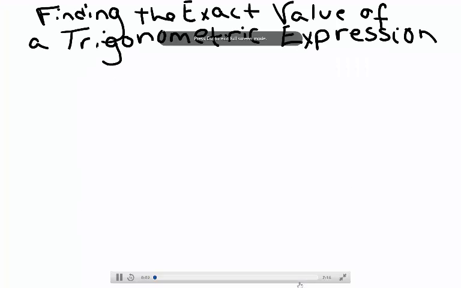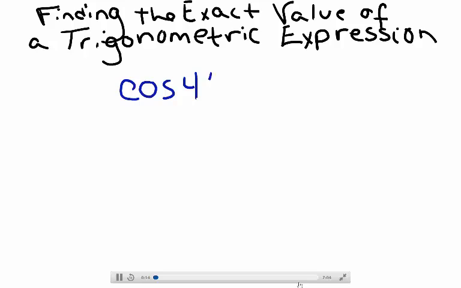In this video, we're going to learn how to find the exact values of trigonometric expressions. Suppose I have the expression cosine 45 degrees plus sine of 90 degrees.